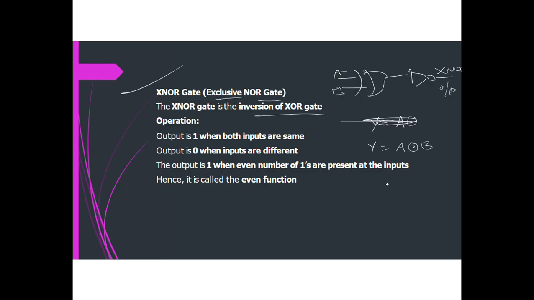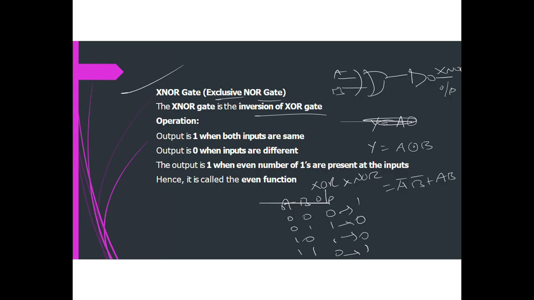Our symbol looks like this. The expression is A bar B bar plus AB. Draw the truth table for A and B. The XOR output is 0 1 1 0. For XNOR, you have to invert this: 1 0 0 1. You simply invert the XOR gate outputs.